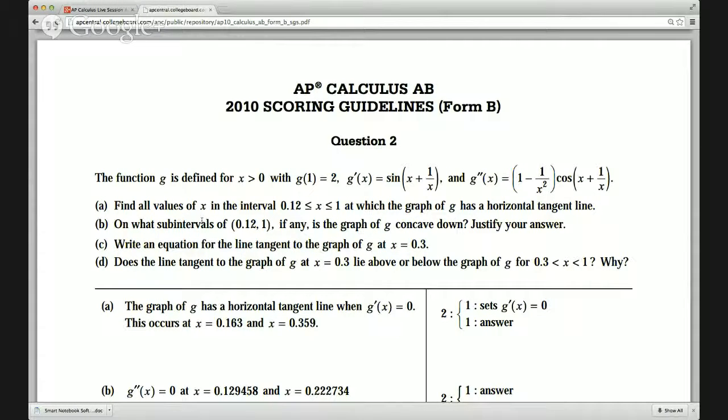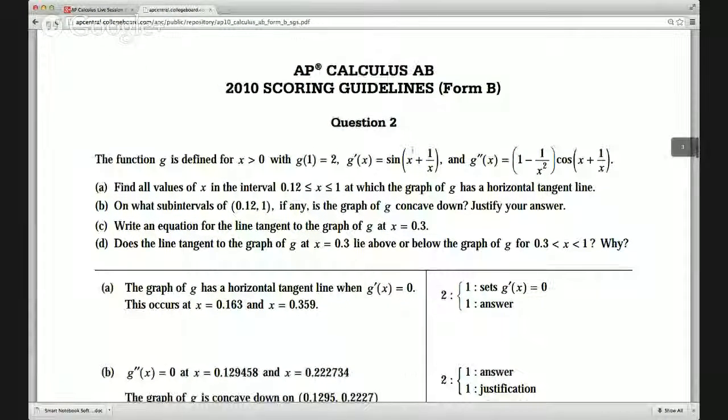On what subintervals of 0.21, if any, is the graph concave down? Justify your answer. Concavity deals with the second derivative. Concave down specifically means where the second derivative is less than 0. Again, this is a calculator active question. Now, you do have a choice here. We just probably graphed the first derivative.